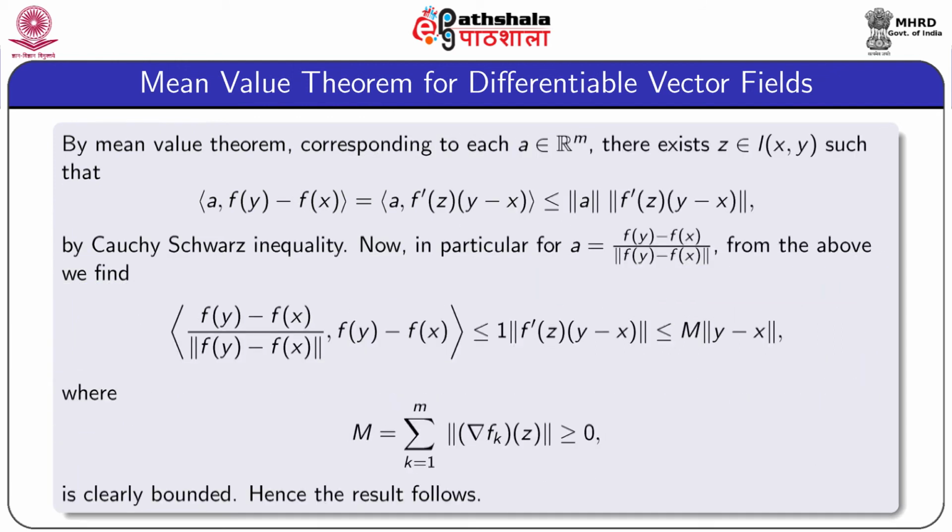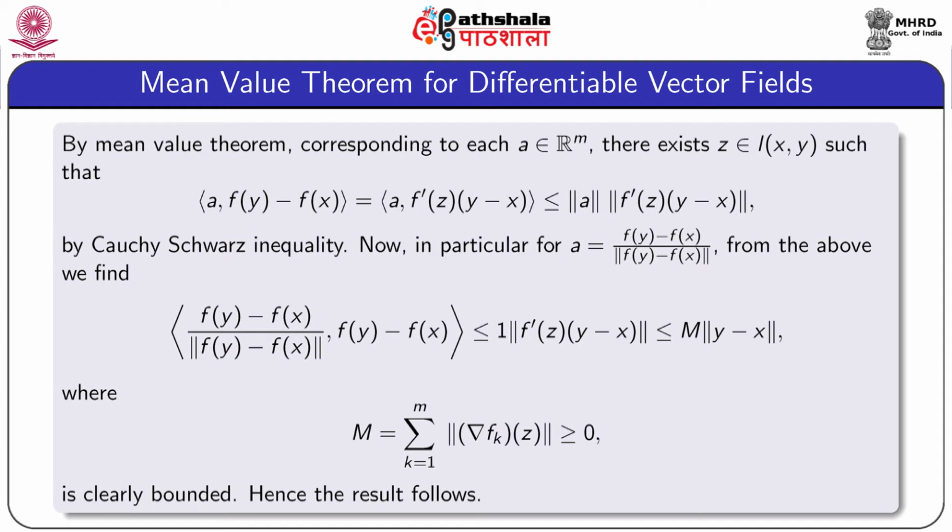By mean value theorem, corresponding to each a in Rm, there exists z in the line segment joining x and y such that inner product a, f y minus f x equals inner product a, f dash z operating on y minus x, and it is less or equal to norm a times norm of f dash z times y minus x. We applied here Cauchy-Schwarz inequality. Now, we put in particular a equal to the vector f y minus f x divided by norm of f y minus f x. Clearly, a is a unit vector.